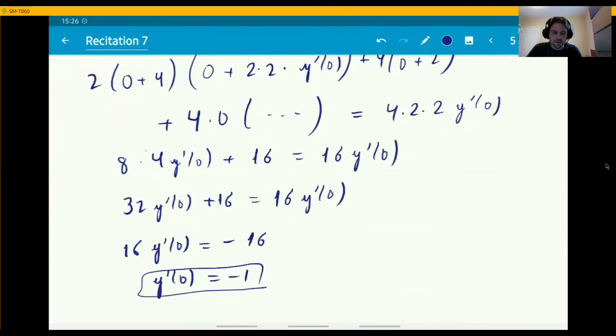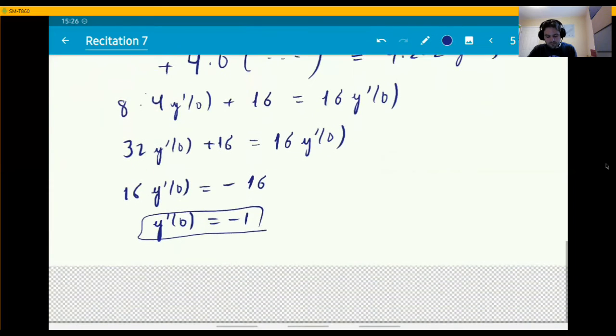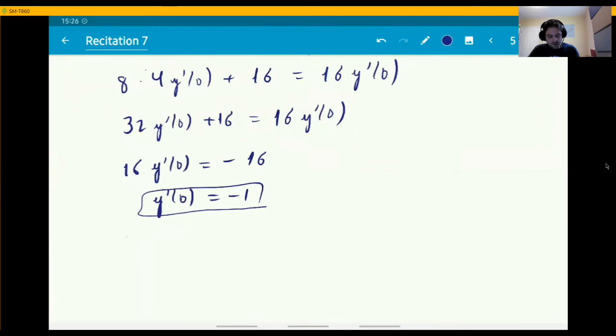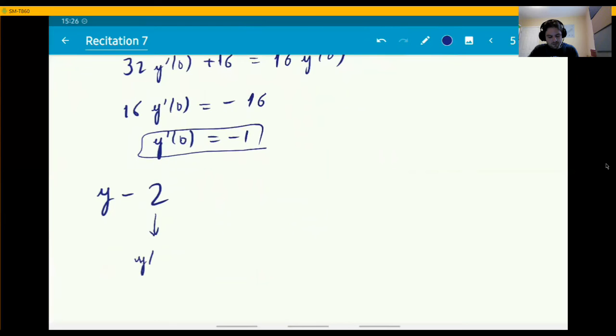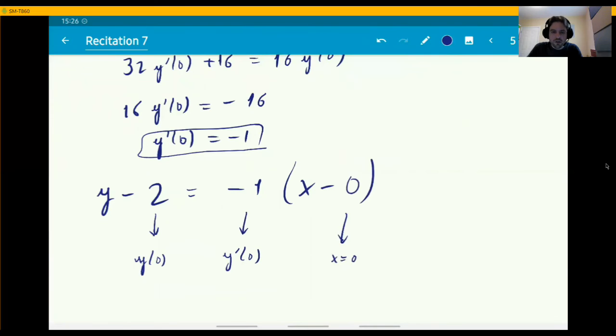This is consistent with the figure. If you remember the drawing, the line was sloping down, and we found a negative value for this derivative. Now, tangent line, you have everything you need. It is always y minus the y coordinate, this was y of 0, equals this slope that we just found, y prime of 0, times x minus, well, the x coordinate of the point. It was 0. So you have y minus 2 equals minus x. This is the equation of the tangent line.